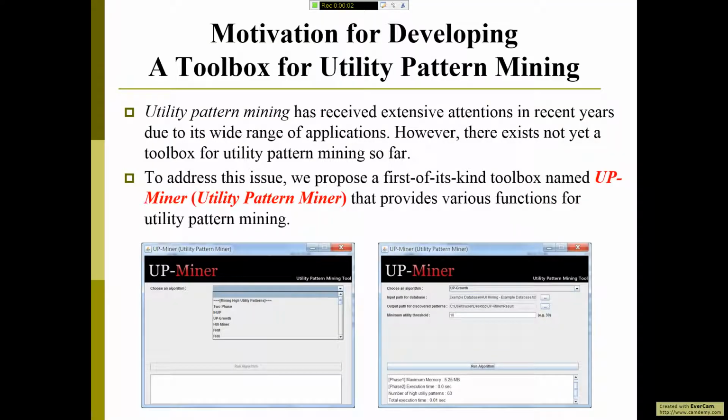The main motivation for developing this toolbox is that utility pattern mining has received extensive attention in recent years due to its wide range of applications. However, there does not yet exist a toolbox for utility pattern mining. To address this issue, we proposed a first-of-its-kind toolbox named UP Miner, Utility Pattern Miner, that provides various functions for utility pattern mining.